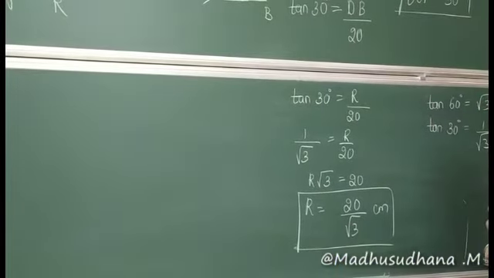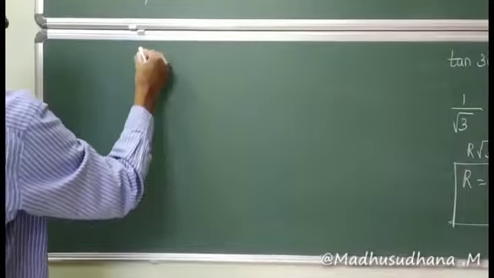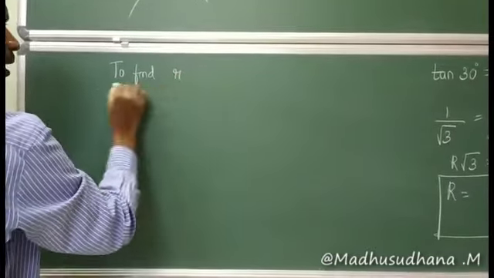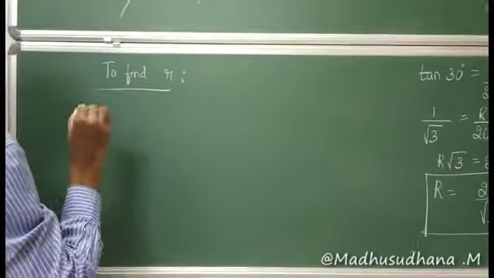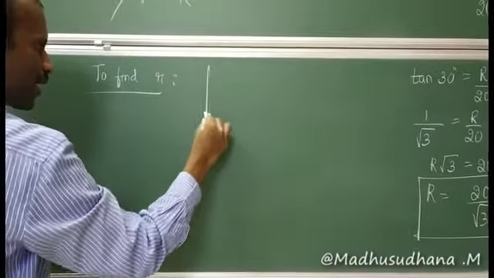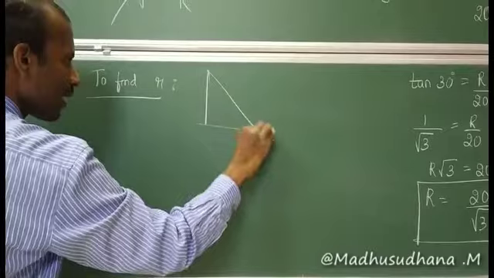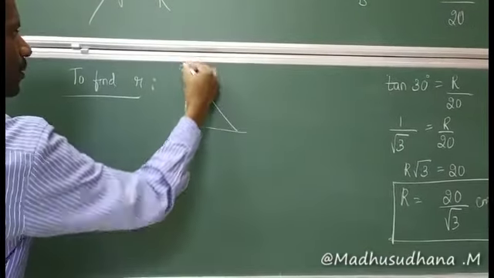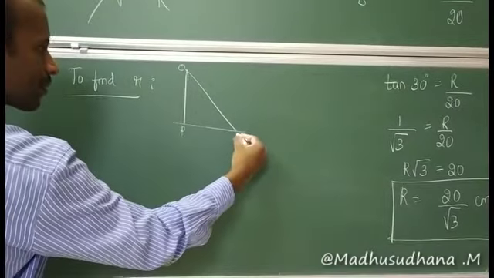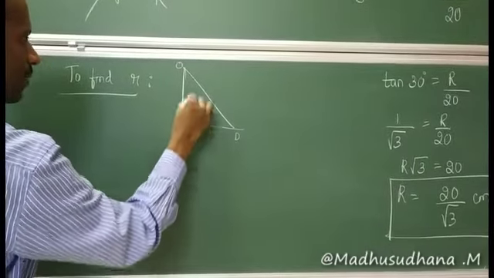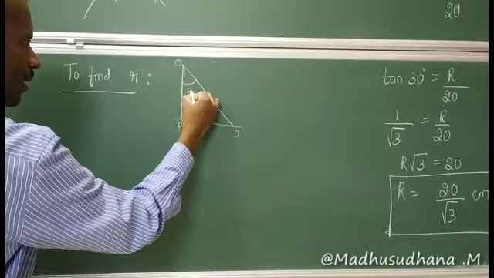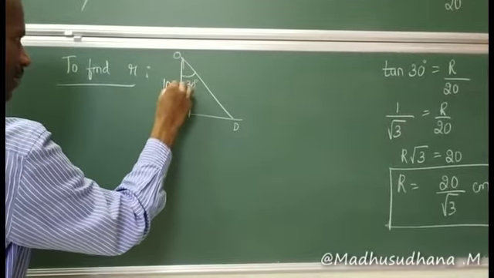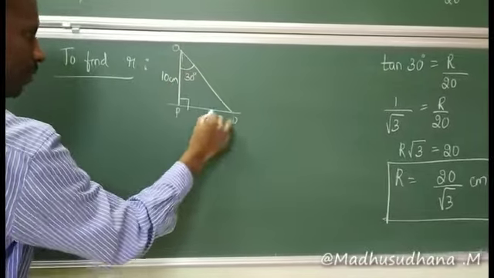Followed it? Now to find the value of r. Again we have a right angled triangle, OPD. This is O, this is P, and this is D, 90 degrees, and this is my 30 degrees angle, vertical angle. O to P is 10 centimeters, and this is my small r.